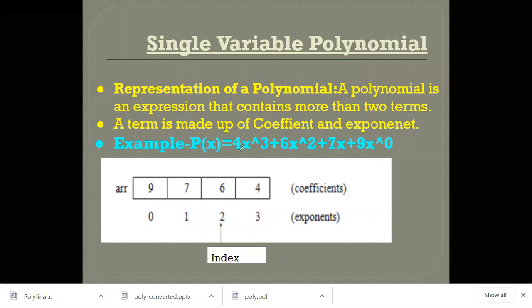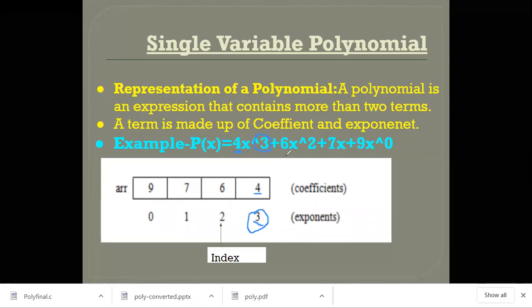That is, if we're talking about the coefficient 4, no doubt, this is the first term of the polynomial. So you might think, madam, this 4 should have been stored first. But it is stored in the third location. Why will it be stored in the third location? Because what is the value of its exponent? What is the degree of that polynomial? That is 3. That's why it is stored into the third location.